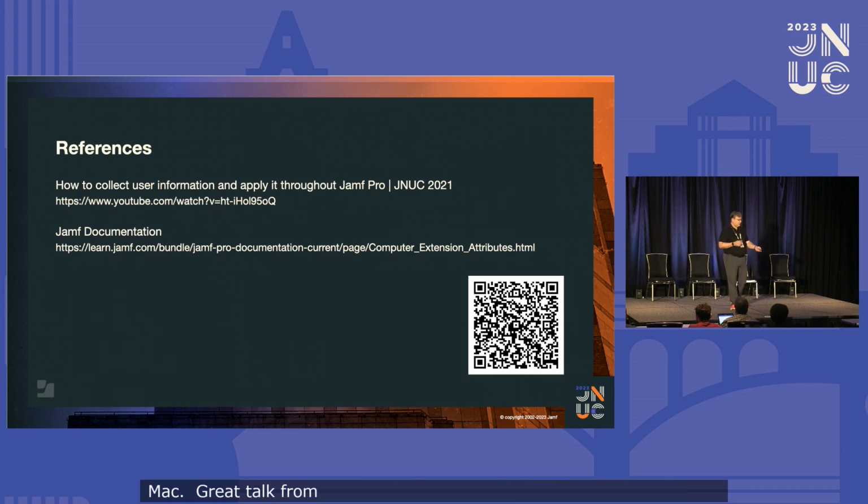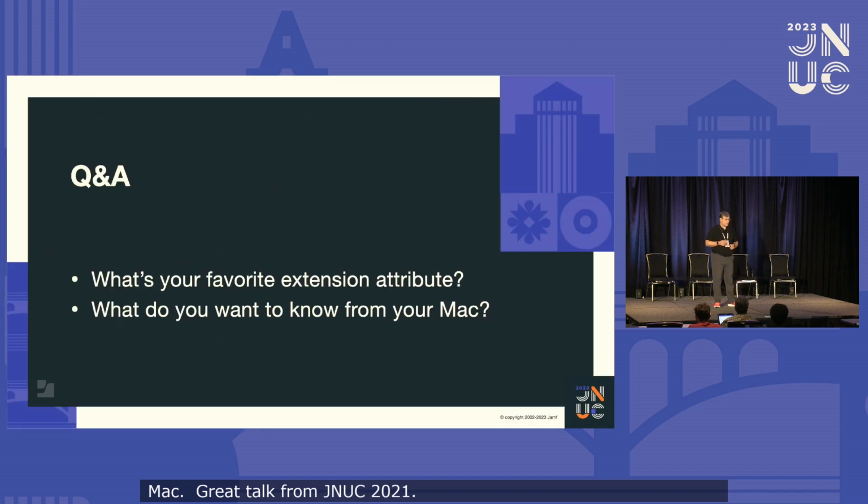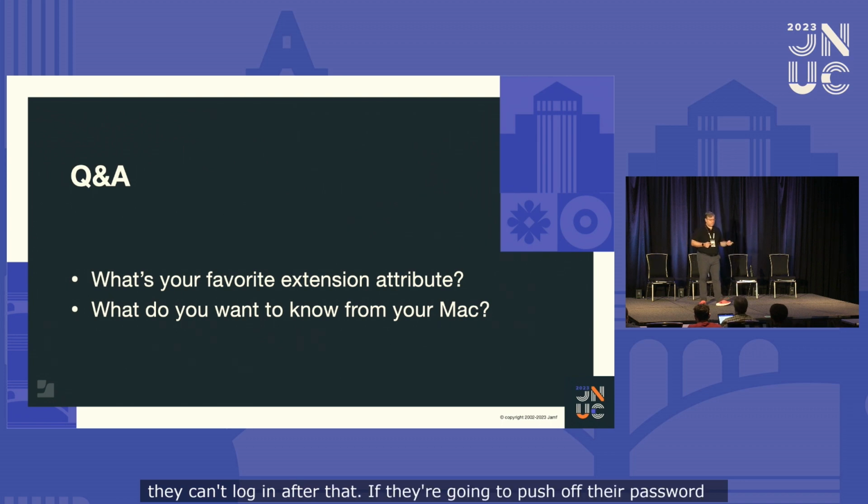All right, Q&A time. What's your favorite extension attribute? If you're already using them, it's some pretty amazing stuff. My favorites are generally time-based things. I use one where I pull the last changed password for the local user, kind of give those folks that have just 7 days left a buffer before we push software updates. You know, if they can't log in after that, if they're going to push off their password update change, they're going to push off the software updates, and then they're going to find out that they get locked out, and that's never a good time. So you can add a buffer to that.